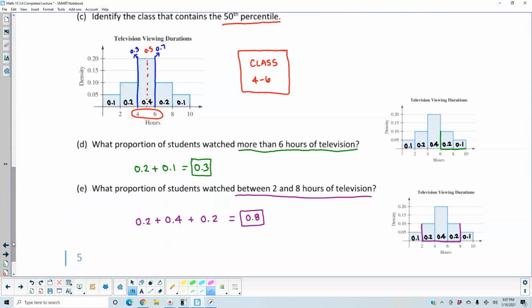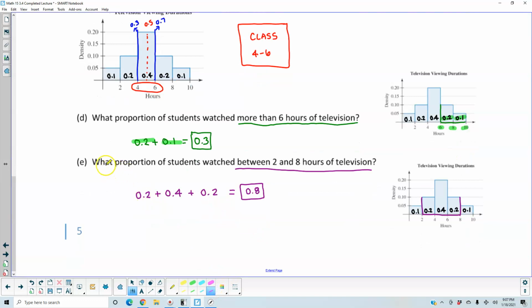Now in part D, it says what proportion of students watched more than 6 hours of television. So if we take a look here, here's 6, 8, and 10. So this means more than 6. We know that the relative frequency here is 0.2. And we know here the relative frequency is 0.1. So if we add them together, that gives us 0.3. So 0.3 represents the proportion of students who watch more than 6 hours of television.